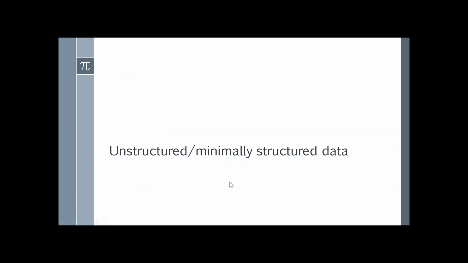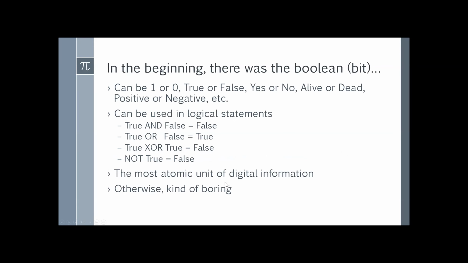So first I'm going to talk about unstructured or minimally structured data. So in the beginning, there was a Boolean, also known as a bit. And a Boolean is really just something that can be 1 or 0, true or false, a yes or no, alive or dead, positive or negative. Something that can exist in one of two states with no overlap.